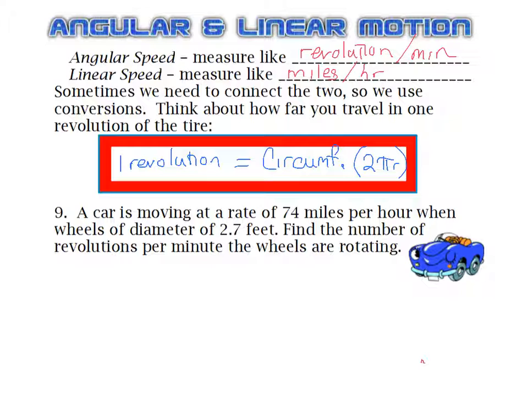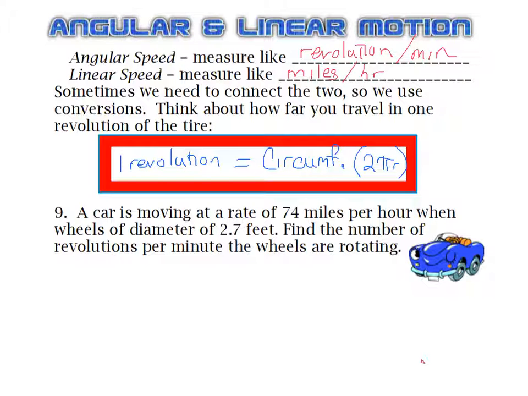Let's try it. Number 9. A car is moving at a rate of 74 miles per hour when the wheels are of diameter 2.7 feet. Find the number, that seems like a big tire, but whatever. Okay, it's a monster truck. Find the number of revolutions per minute the wheels are actually rotating. If you're going 74 miles per hour, I'm going to say they're going pretty fast. How fast, though? Here we go.